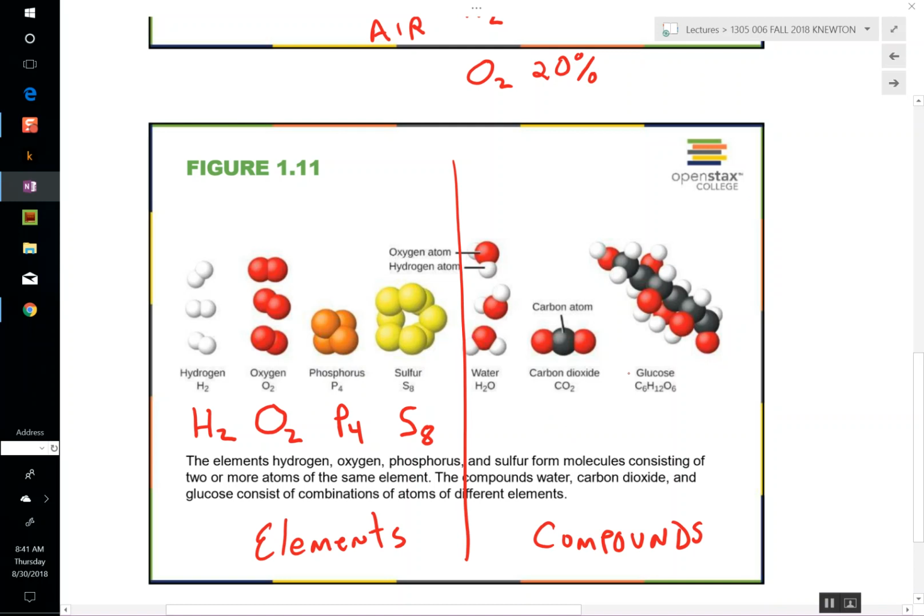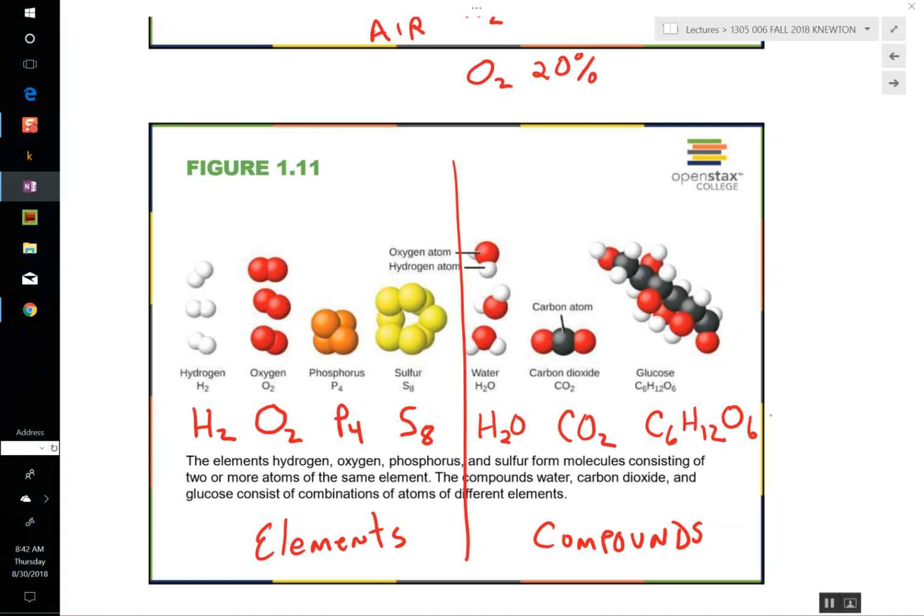Compounds are made up of 2 or more elements in a fixed ratio. So we have H2O, CO2, and then C6H12O6, or glucose. You will start getting used to seeing these in the models. Carbon, oxygen, hydrogen.